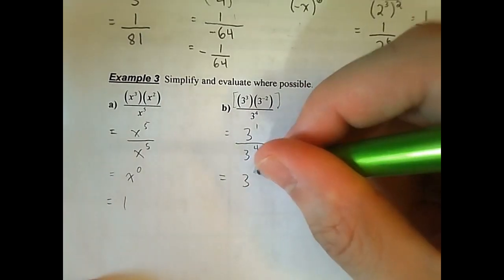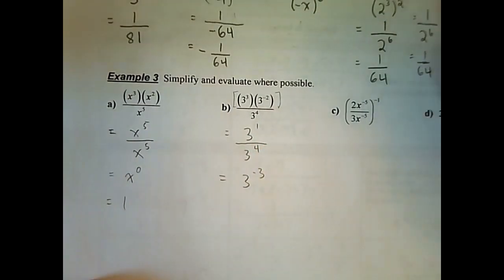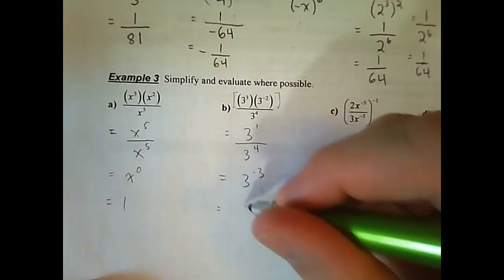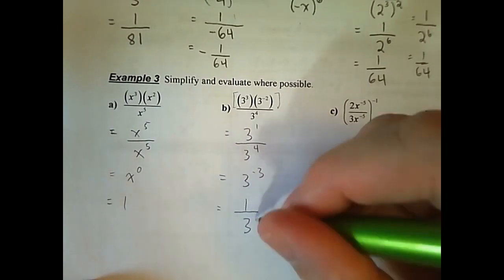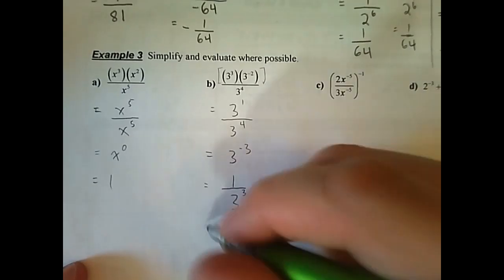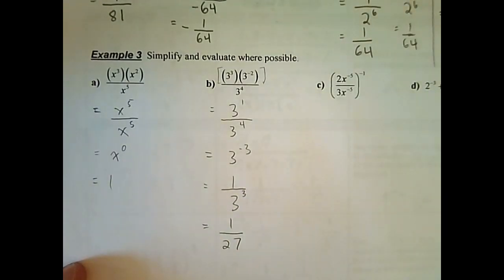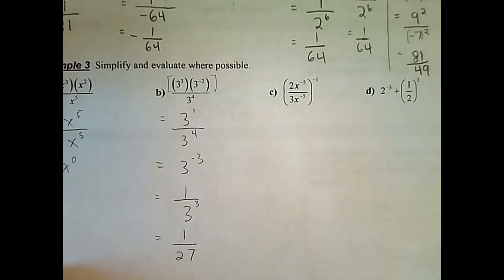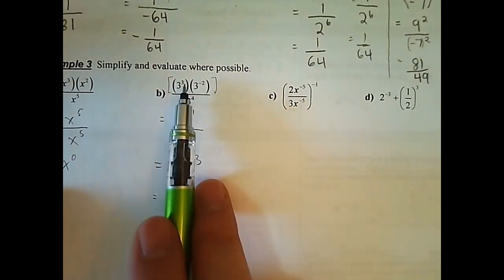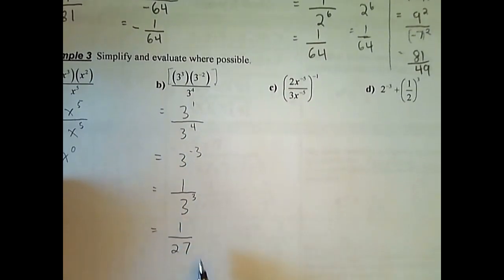And then I'm going to subtract these because I'm dividing. I'm left with 3 to the power of negative 3. But we don't really want a negative exponent, so I'm going to find the reciprocal, keep that at the bottom, and make it a positive exponent. And we'll simplify this again to 1 over 27. All right, so hopefully I didn't go too fast there. We just did the top part, got this, subtracted them, and then we just did our negative exponent stuff here.